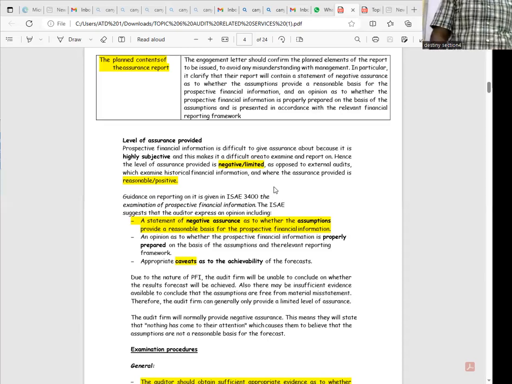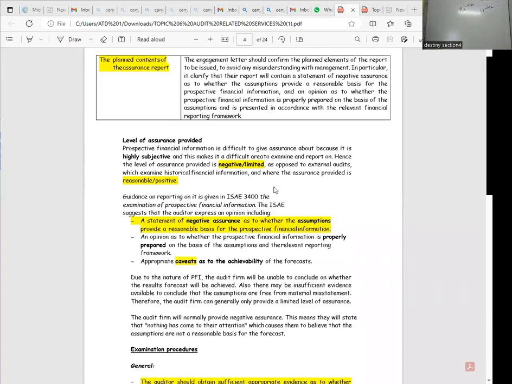Yes, in topic one we looked at the differences between reasonable assurance and limited assurance. In terms of level, reasonable assurance is a high level assurance, while limited assurance is a low level assurance. Reasonable assurance is normally expressed under a reasonable assurance engagement, while limited assurance is normally expressed under what? Under a limited assurance engagement.